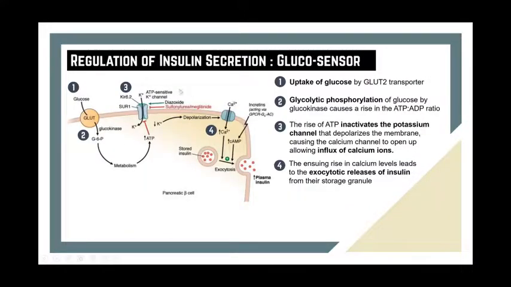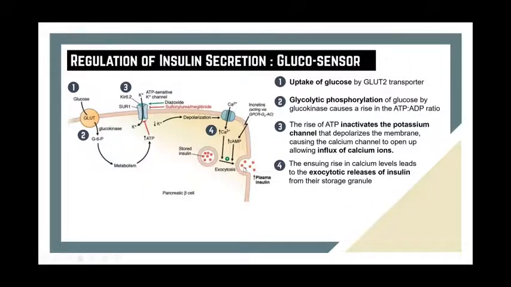This is a clear picture of the secretion of insulin by the presence of glucose. The glucose will influx through glucose transporter 2 in the beta cell of the pancreas. The glucose uptake will raise the ATP level through glycolytic phosphorylation. This ATP will inactivate the potassium channel, which causes depolarization of the membrane. This situation leads to opening of the calcium channel, allowing influx of calcium ions. This leads to release of insulin from the storage granules.